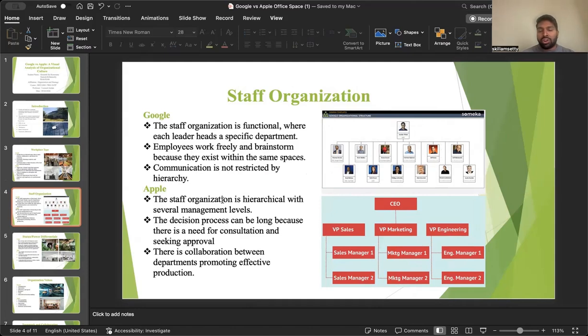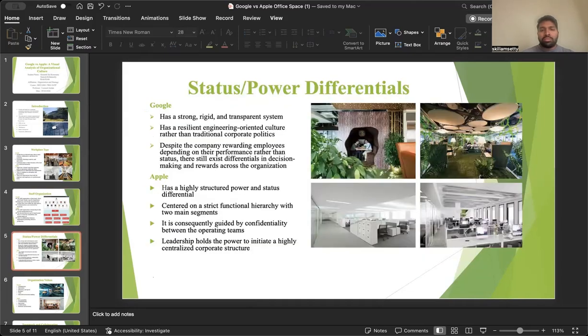Coming to Apple, the staff organization is hierarchical with several management levels. The decision process can be long because there is a need for consultation and seeking approval. There is collaboration between departments promoting effective production. If you're coming to the hierarchy at Apple, the CEO has three VPs: VP Sales, VP Marketing, VP Engineering, and each VP has a hierarchy, with sales manager 1 and 2, and marketing and engineering the same way.